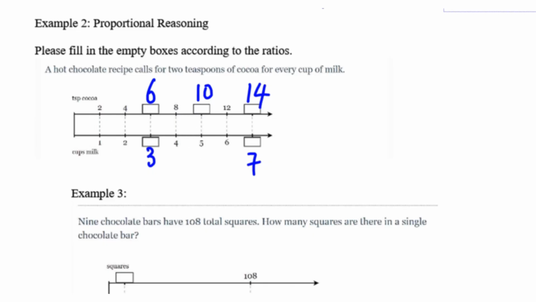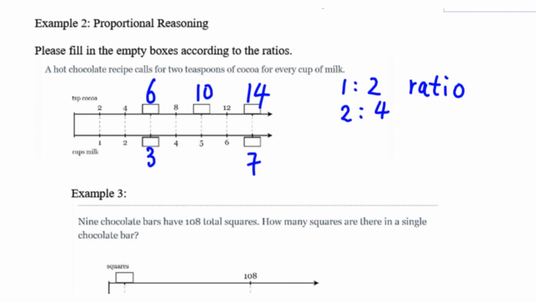So 1 to 2, 1 cup of milk to 2 teaspoon cocoa. The ratio is equivalent with 2 cup of milk to 4 teaspoon cocoa. So this is how you fill in this number line. And the simplified ratio for cup of milk and cocoa is 1 cup of milk to 2 teaspoon cocoa. So now you see where you apply the ratios in real life, okay?